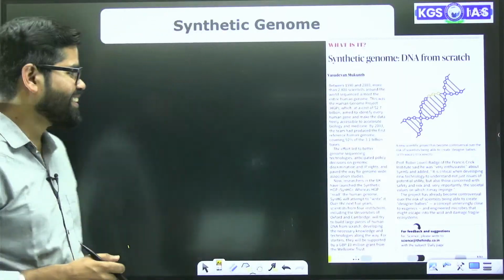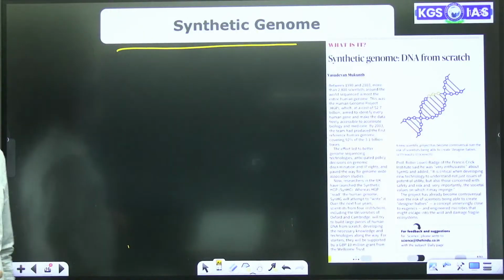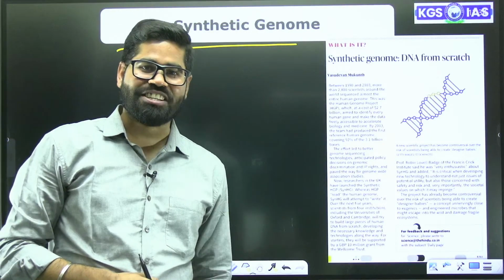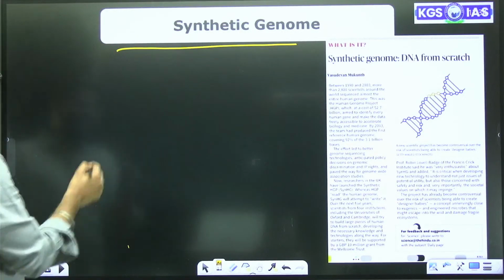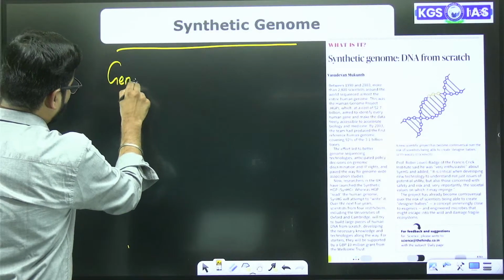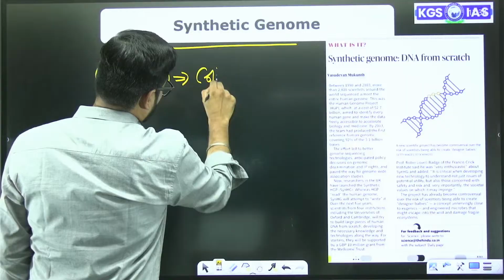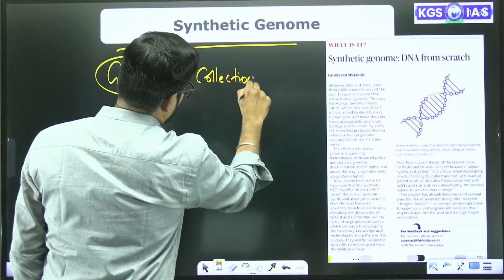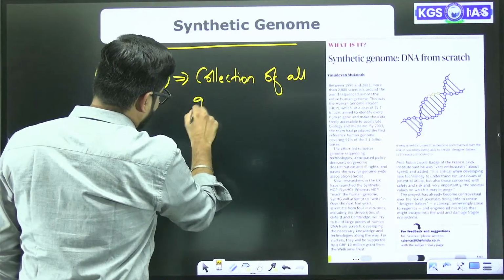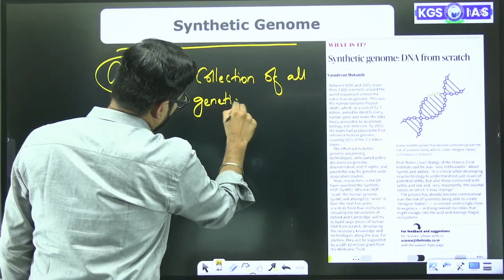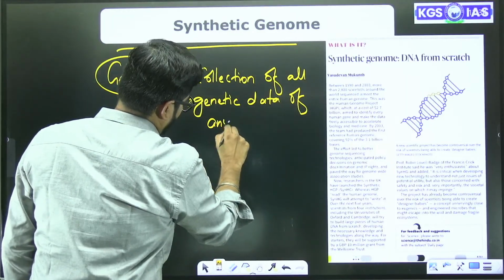Okay. So let's come to synthetic genome. Try to find the Sanskrit word for this also. Synthetic genome. Now, I think all of you know, when we are talking about genome, genome is the collection of all genetic data of any organism.